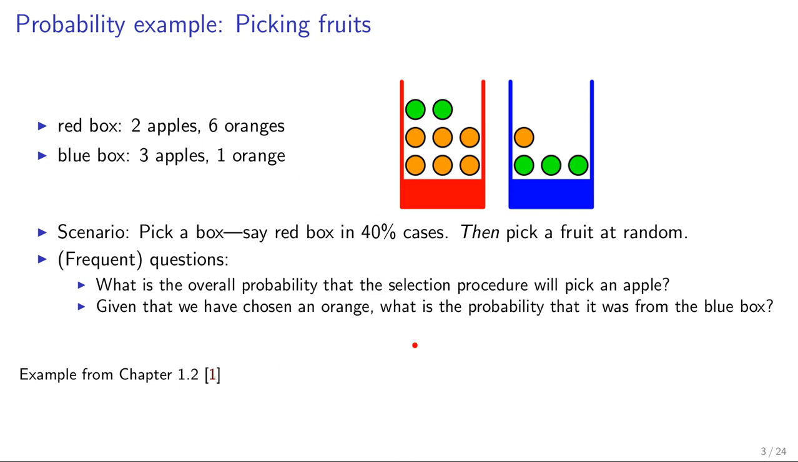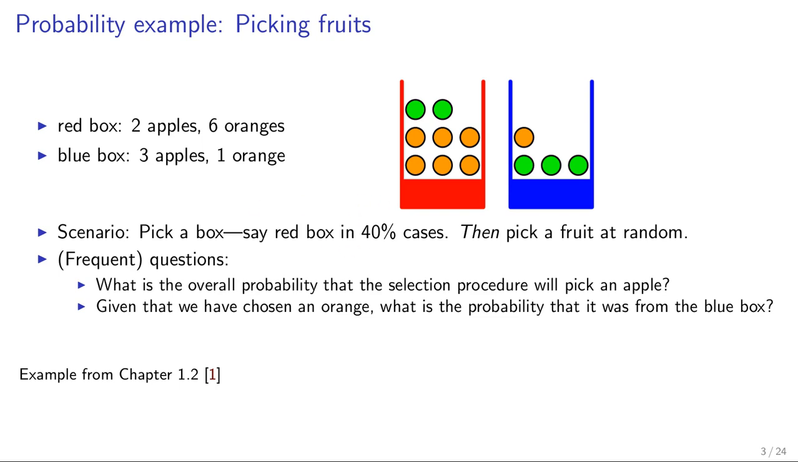Okay, so we've got 2 boxes. In the red box, there are 6 oranges and 2 apples. In the blue box, there are 3 apples and 1 orange. And now you pick a box at, well, not at random. So you have some way of picking the box.